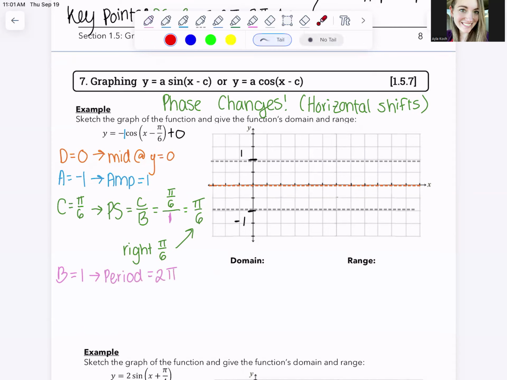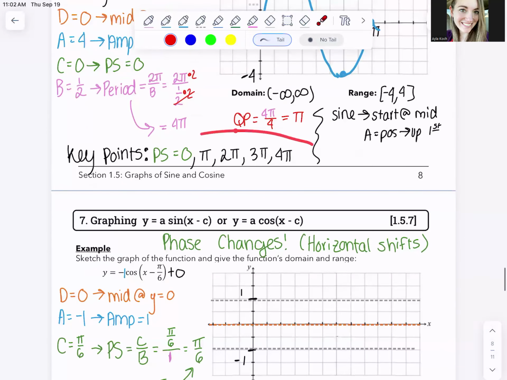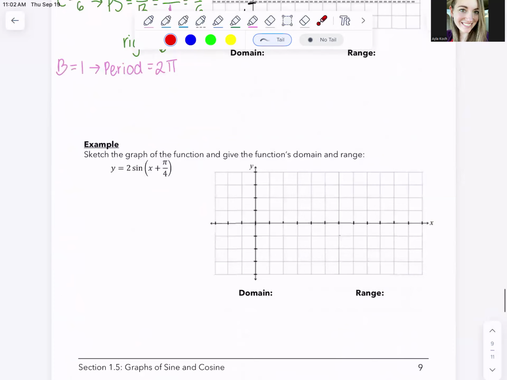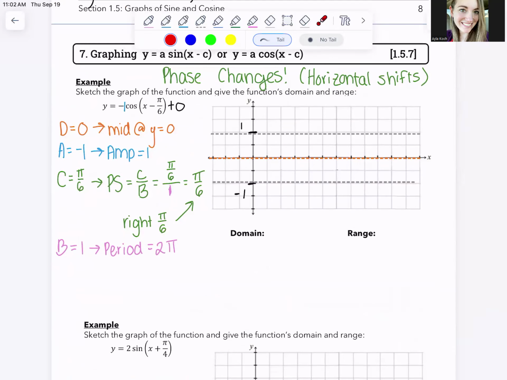Now, because we have a phase shift here, a phase shift of pi over 6, even though our period is still 2 pi, we can't use the key points that we've been using all along. We can't use these key points here because these key points are only for phase shift of 0, period 2 pi. We have a phase shift, so we're going to need to make new key points because we're starting in a different area. The first key point is always the phase shift. So pi over 6 is our first key point.